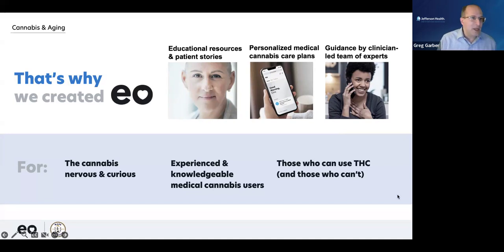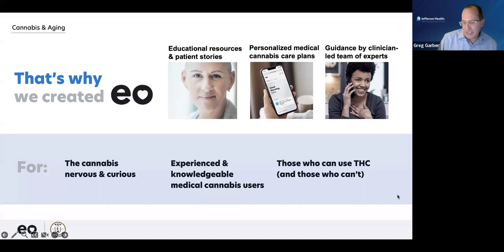On the EO platform, there are a lot of educational resources, all vetted and evidence-based. You can trust them. They are from published, peer-reviewed journals. Also, there's the opportunity to create a care plan where you enter information about yourself and the conditions you are looking to treat, what your schedule looks like, the impact on your activity, and things you are less able to do because of a symptom, pain or nausea or insomnia, whatever they may be.